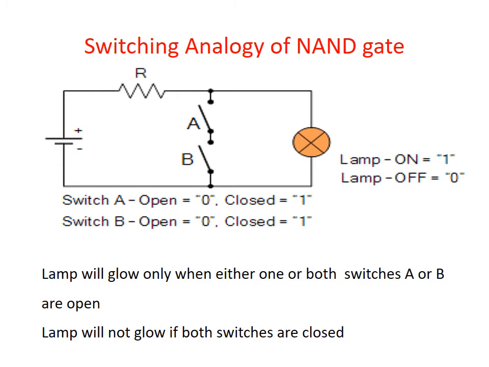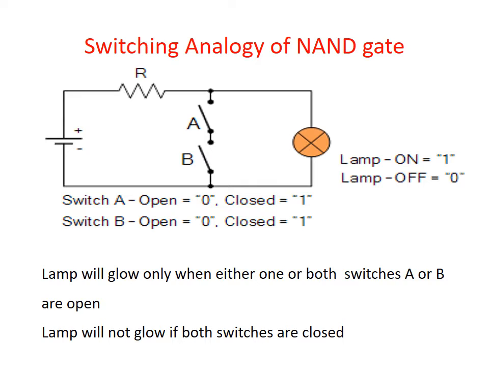This is the switch analogy of NAND gate. If both switches A and B are open, then the lamp will glow. Switch open is indicated by 0 state. If the switch is closed, it is indicated by 1 state. If both switches are open, the lamp glows. The glowing of the lamp is known as the on condition, and it is denoted by logic level 1. If the lamp is not glowing, then the lamp is off, and it is denoted by logic level 0.